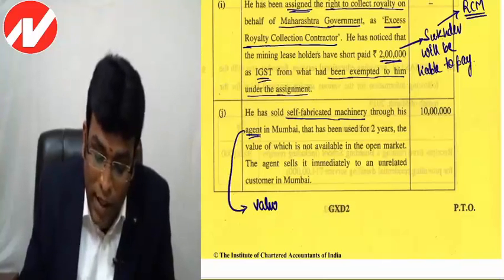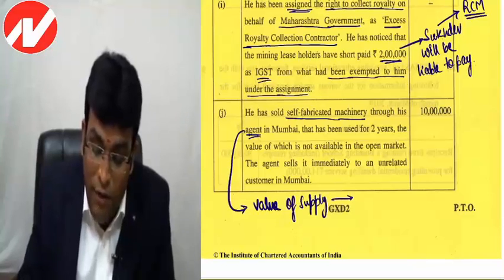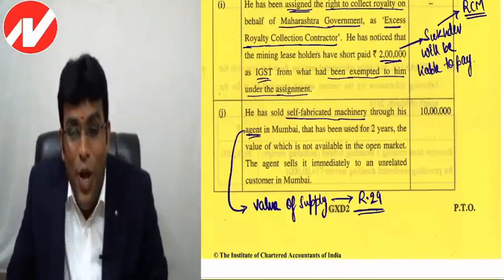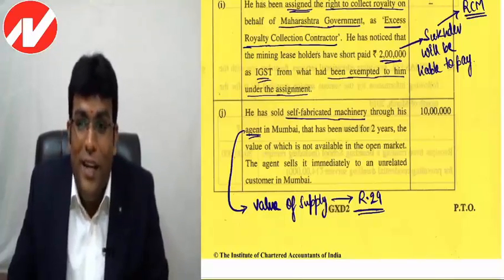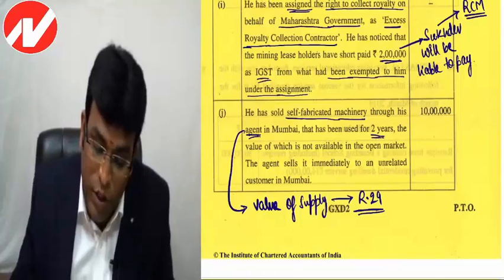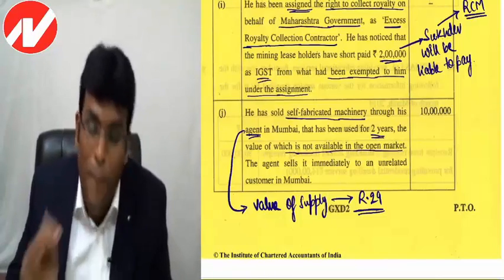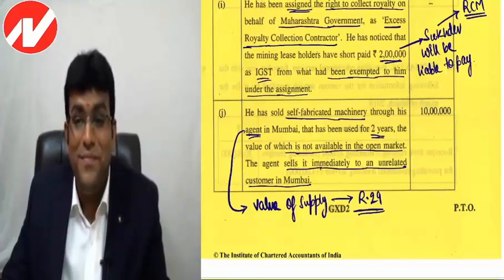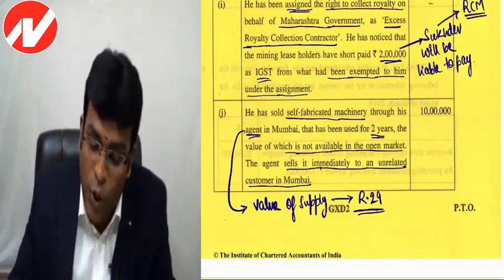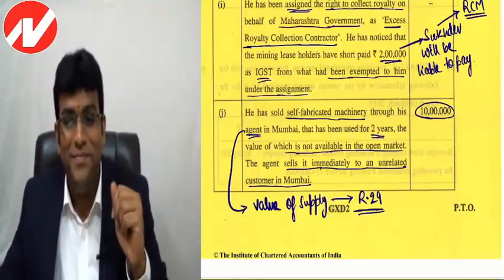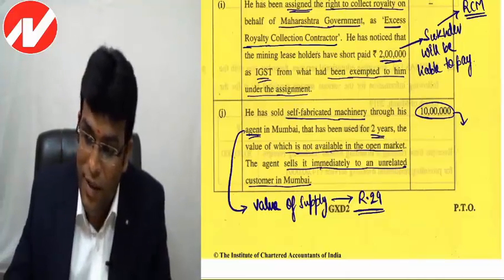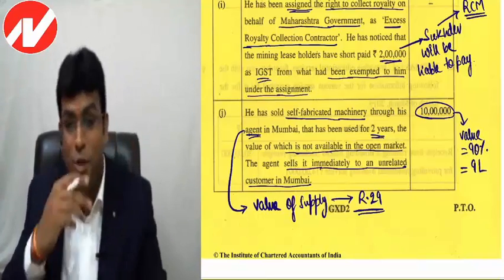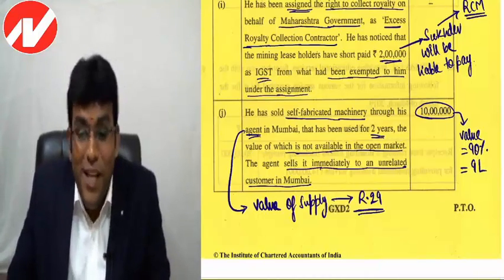When goods are sold through an agent, for value of supply, my dear friends, we have one rule called Rule 29, which says that value of supply will be open market value or 90% of the price charged for goods of like kind or quality. Now, this machine has been used for 2 years, its value is not available in the open market, and the agent sells it immediately to an unrelated customer in Mumbai. So we don't have open market value, but we have the value at which it is sold to an unrelated customer. On this we will say value of supply will be 90%, which comes to 9 lakhs.